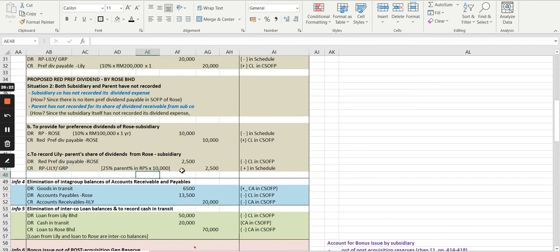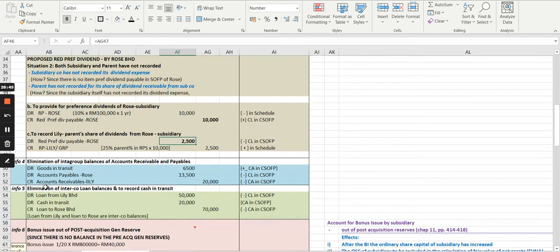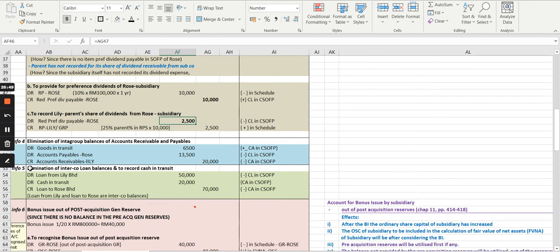25% from 10,000 is 2,500. So this will be shown in the current liability and used to reduce this dividend, right? So what will be reported is not 10,000, it's not 2,500. In the consolidated statement of financial position, you will not report this figure, but you will report 7,500 only for the redeemable preference dividend that relates to the non-controlling interest.